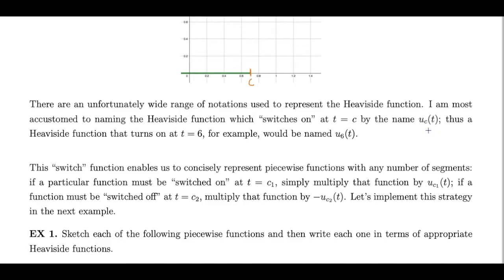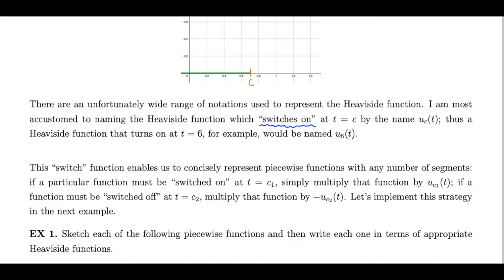Here, I will write it as u sub c of t. And this is the function that, quote, switches on at t equals c. C will be some specific value in a particular problem, as I've given in this example here. If the switch turns on at t equals 6, then I'll label that specific Heaviside function u sub 6 of t. And this wording that the function, quote, switches on at t equals c, I'll use that wording often.